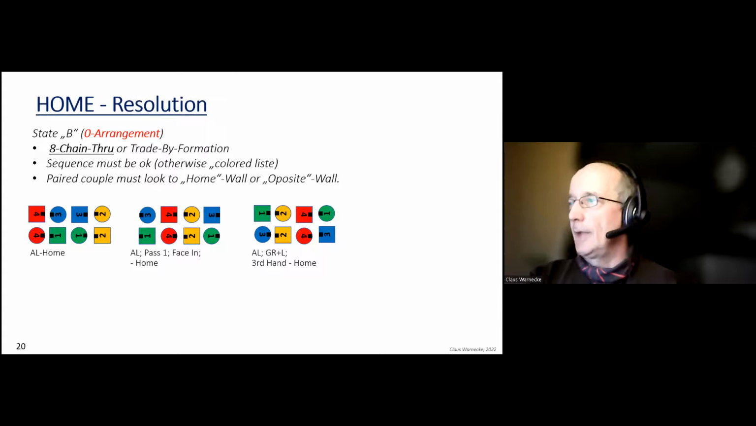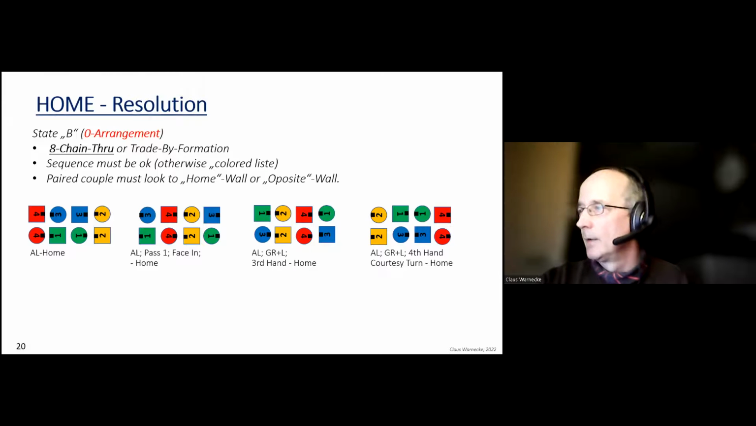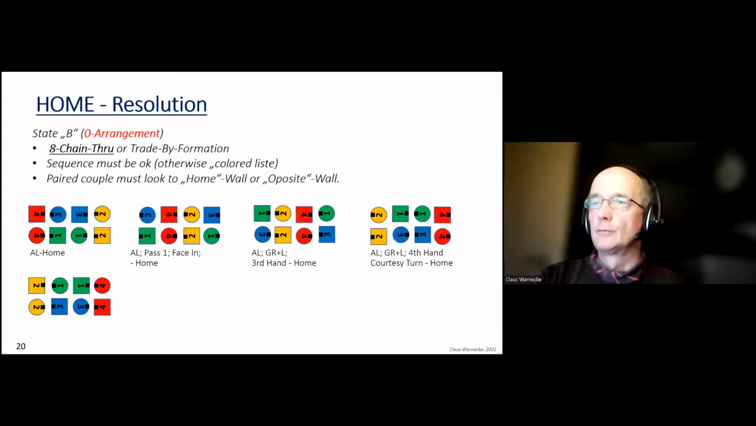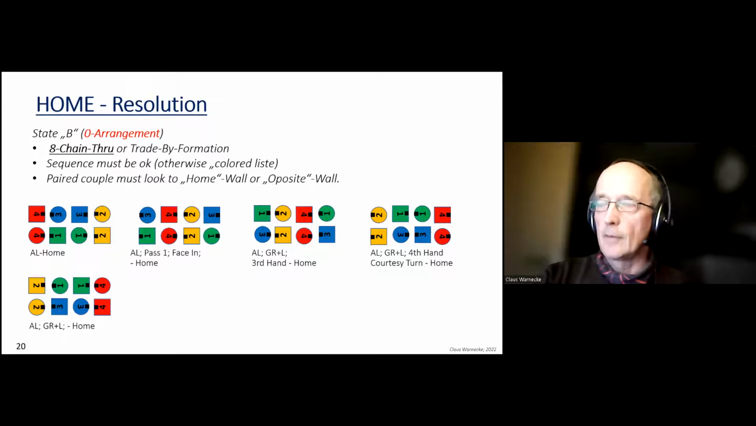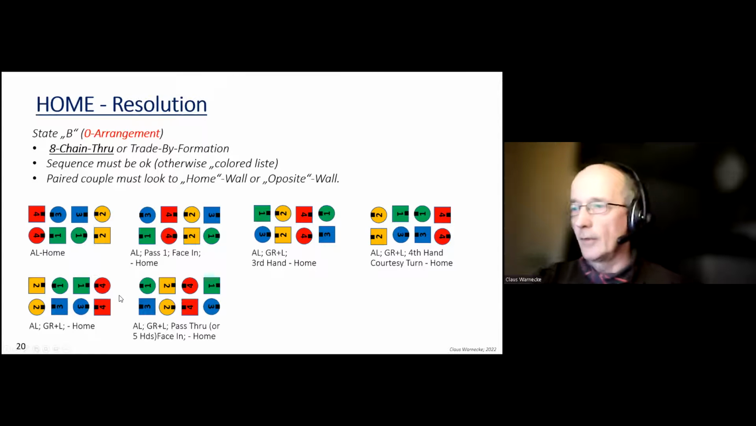This is after a trade by, element left, grand right and left on the 3rd hand. Or on the 4th hand. It must be a courtesy turn or do-paso. This is the full grand right and left. But you can see in all cases, in this example, couple number 4 is paired, and as a side couple, it looks to the side walls. Here and here and here and here, and all the next.